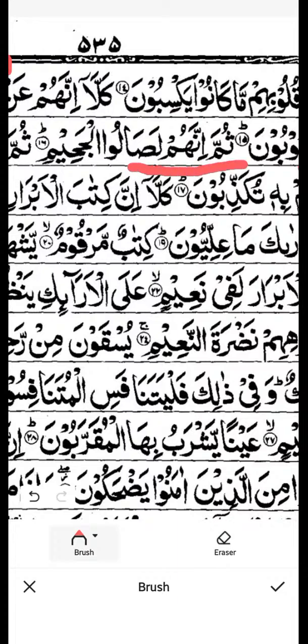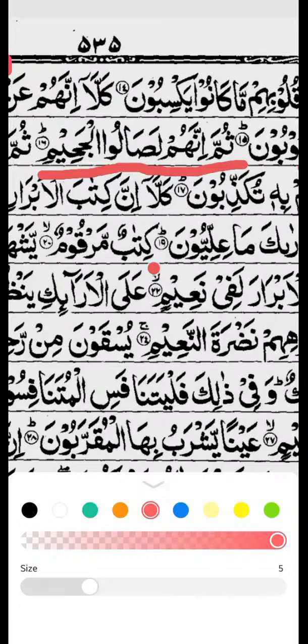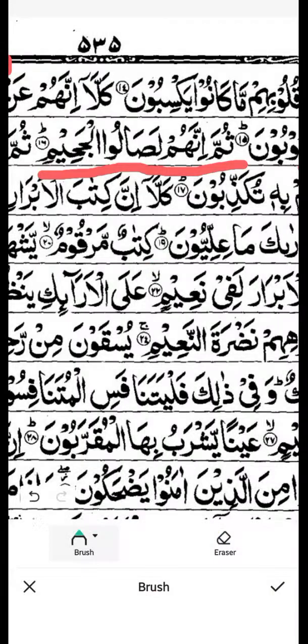Thumma innahum lasalul jahim. And we have to keep in our mind that we will discuss here noon mushaddad. We will discuss here Sad Alif Zabar Sa, and we will discuss here Jahim. So we will discuss again here mim mushaddad, the reason why we are taking time here, why we are stretching the letters. We are taking a gunna here.